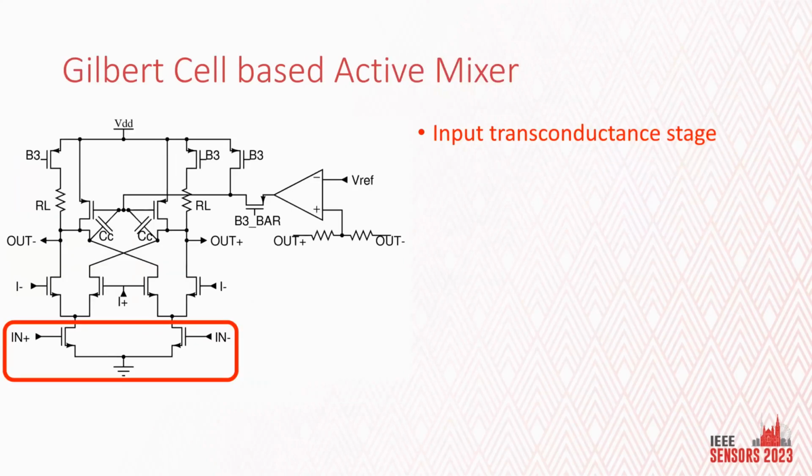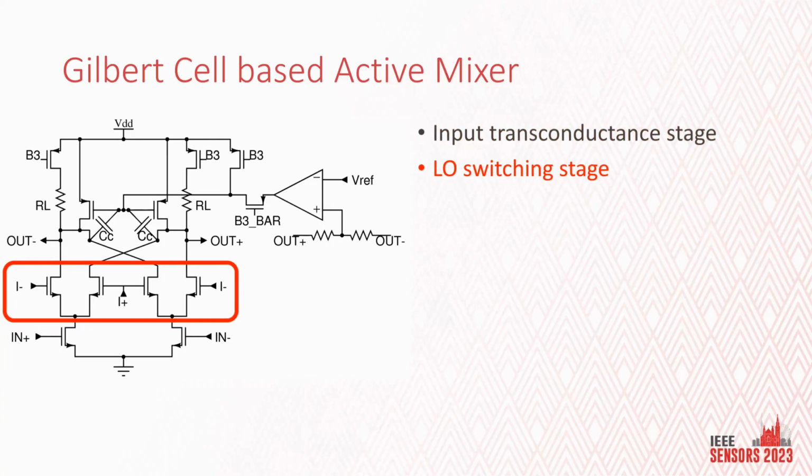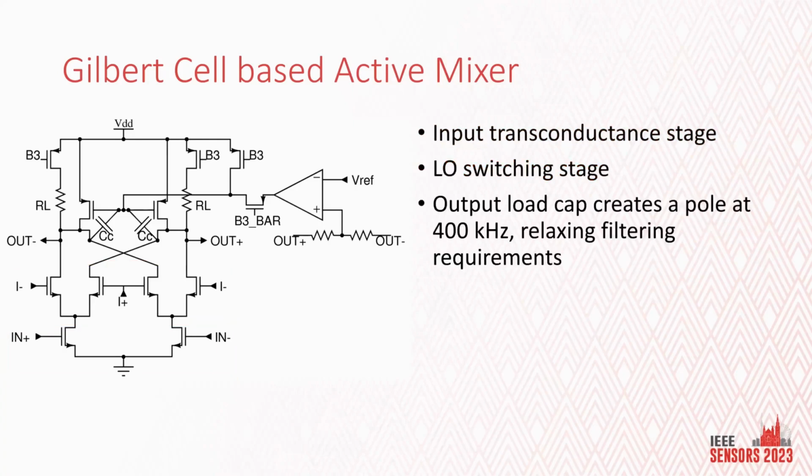So the active mixer is a simple Gilbert cell-based active mixer. The input transconductance stage is nothing but two differential NMOS transistors, stacked on top of which is the LO switching stage. And the output load capacitance creates a pole at 400 kilohertz, and it relaxes the filtering requirements for the next stage.